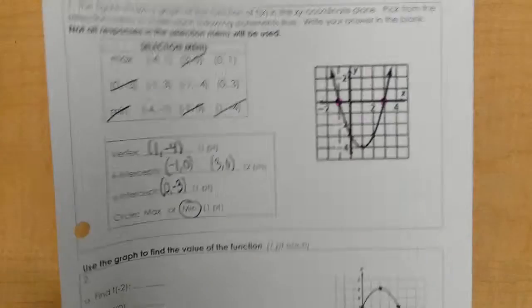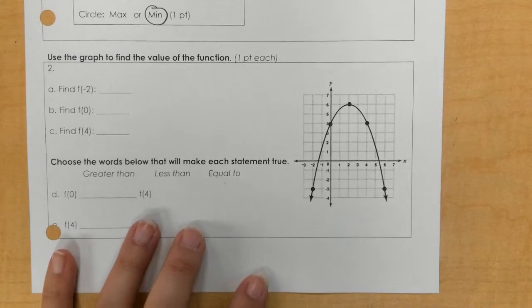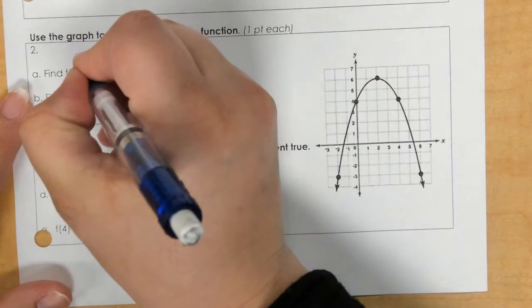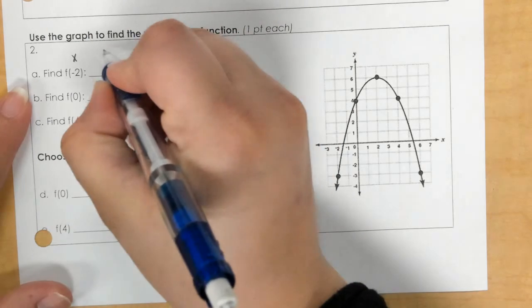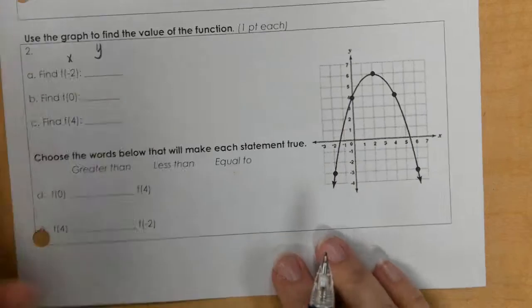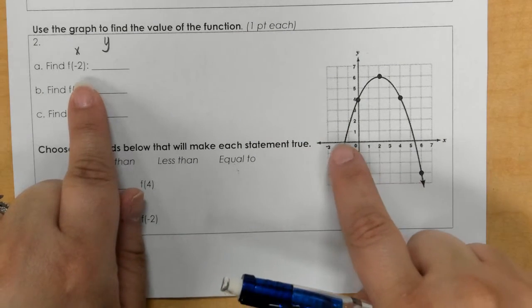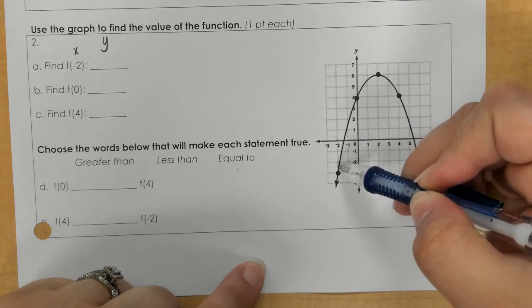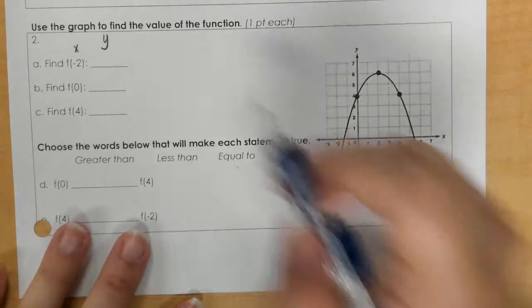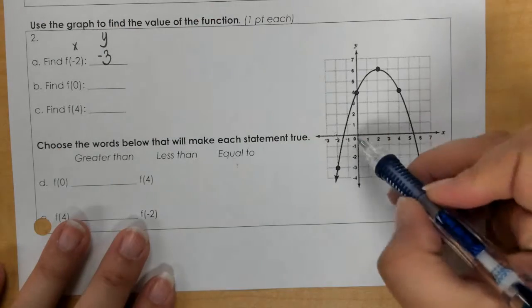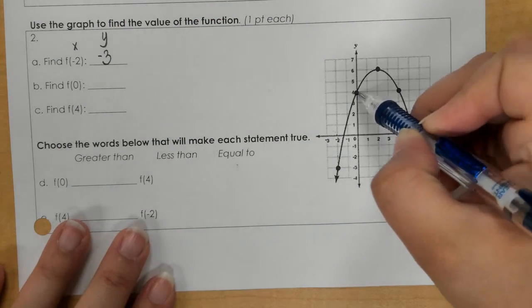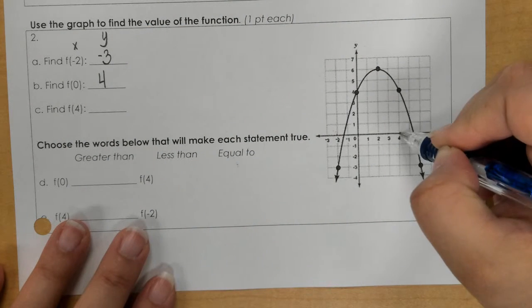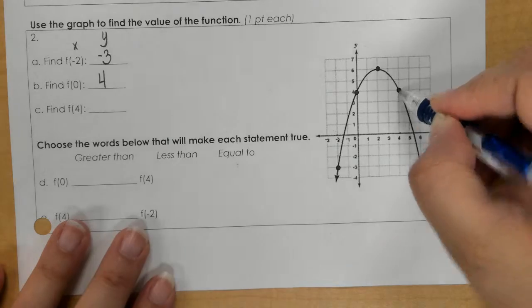Okay, number 2. On this one, it's like a grid system. So this is your x value. Okay, and we want to know what the y value of that is. So if I go over to negative 2, where does the parabola cross this line here? And that's at negative 3. Okay, at 0, it crosses at 4. At 4, it crosses at 4.